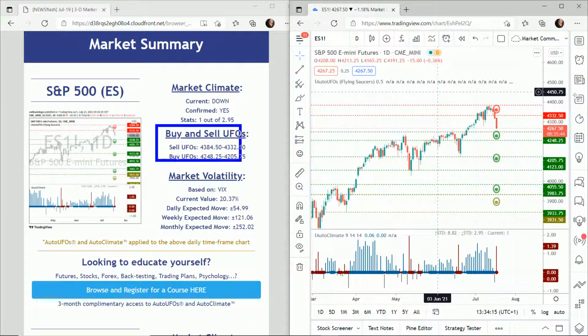In terms of buy and sell UFOs, we have new sell orders here between 4384.50 to 4332.50. That's where we have sellers, and we have buyers down here at 4248.25 to 4205.75.